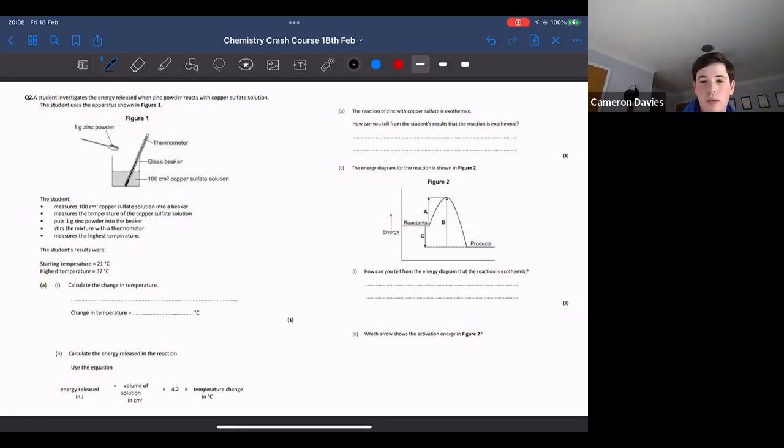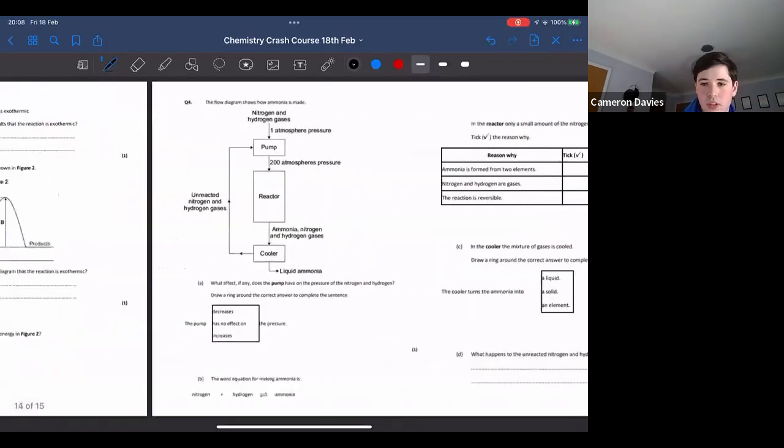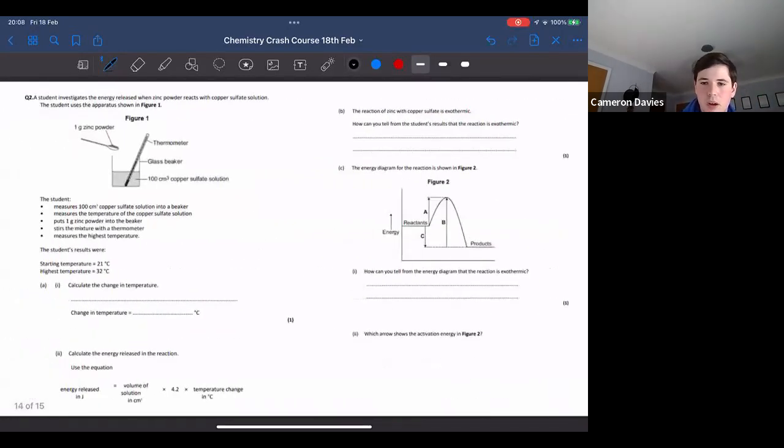If you want to hang around, there will be one afterwards on the Haber process, then just stay behind quickly and we'll cover those.